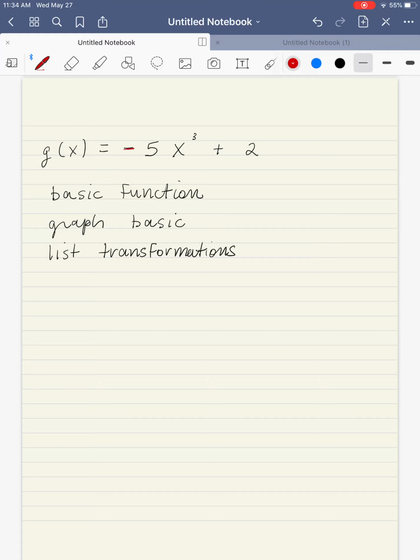List your transformations. And I'm going to give you a hint here. You have 3 transformations. You have this negative outside the function, you have multiplying by 5, and you have adding 2. So you're going to have 3 different transformations, and you don't try to combine those. You just list each one separately. And I work from left to right. So do the negative, do the 5, and then do the +2. So write your basic function, graph your basic function, plotting those 3 points, and then list your 3 transformations. Stop your video, and when you're done with that, you can turn the video back on, and I will help you draw the picture.